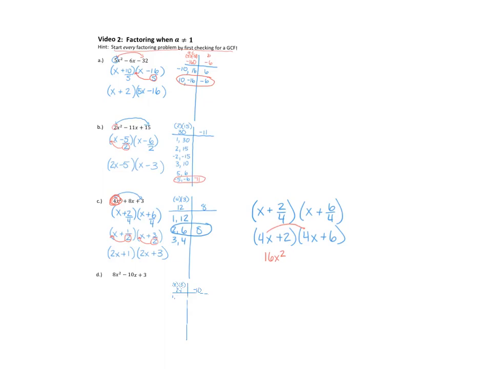So start listing factors of 24, looking for a combination that will add to give you 10. And when I get to 4 and 6, I see that's going to add to give me 10, but since I need a negative 10, I'm going to need both of these to be negative. So there's my correct combination. Okay, so I come in here with x minus 4 and x minus 6. And then, since a is not 1, we still have to divide 8 out of both of these terms.